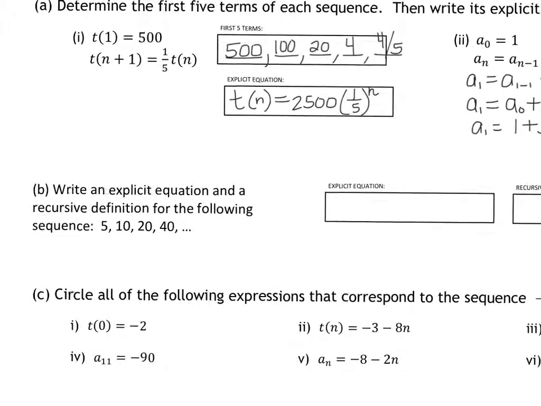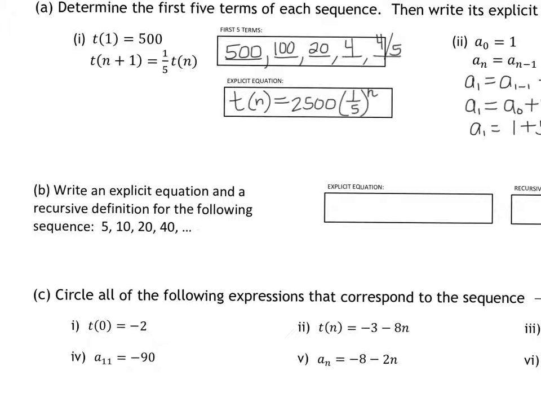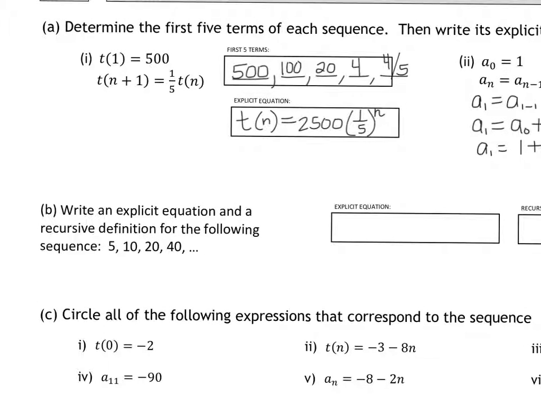Letter B, write an explicit equation and a recursive definition for the following. So the explicit equation, we can see here this is a geometric pattern multiplying by 2, meaning that our multiplier is times 2 to the nth. The initial value would be 5 divided by 2, or 2.5.